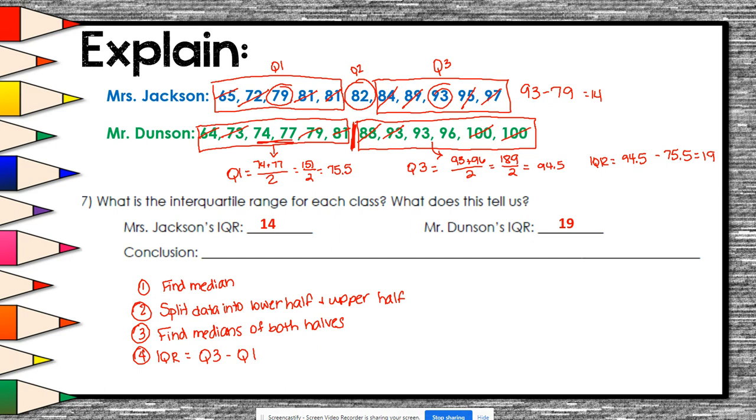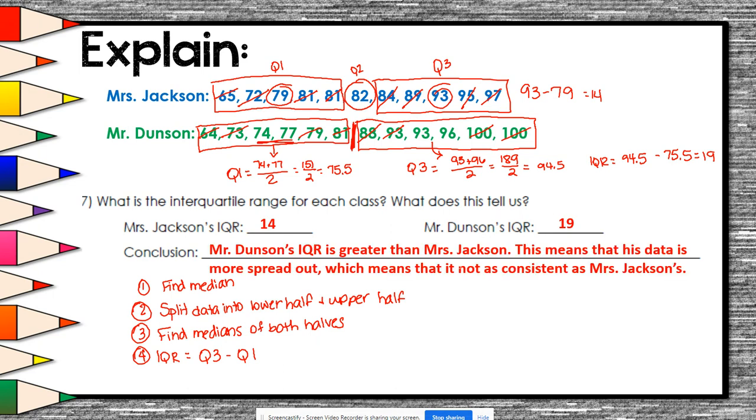Now remember, interquartile range is a measure of spread, so it talks about consistency. Since Mr. Dunson has a higher measure of interquartile range, that means his data set is more spread out. So that means that his is less consistent or less reliable than Miss Jackson's. So my conclusion for this will say Mr. Dunson's interquartile range is greater than Miss Jackson. This means that his data is more spread out, which means that it is not as consistent as Miss Jackson's.